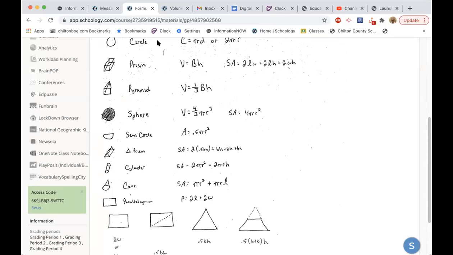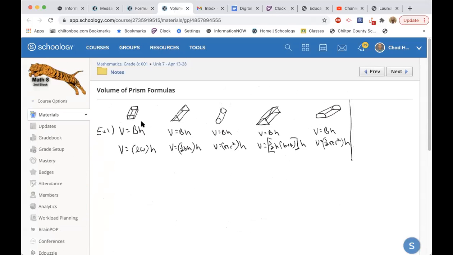And I also have in notes, these are all prisms. So the formula for all of them is big BH. It just shows you if it's a rectangular prism, it breaks down to LW for big B. If it's a triangular prism, big B is half the base times the height. If it's a circular prism, big B is pi r squared, and so on.